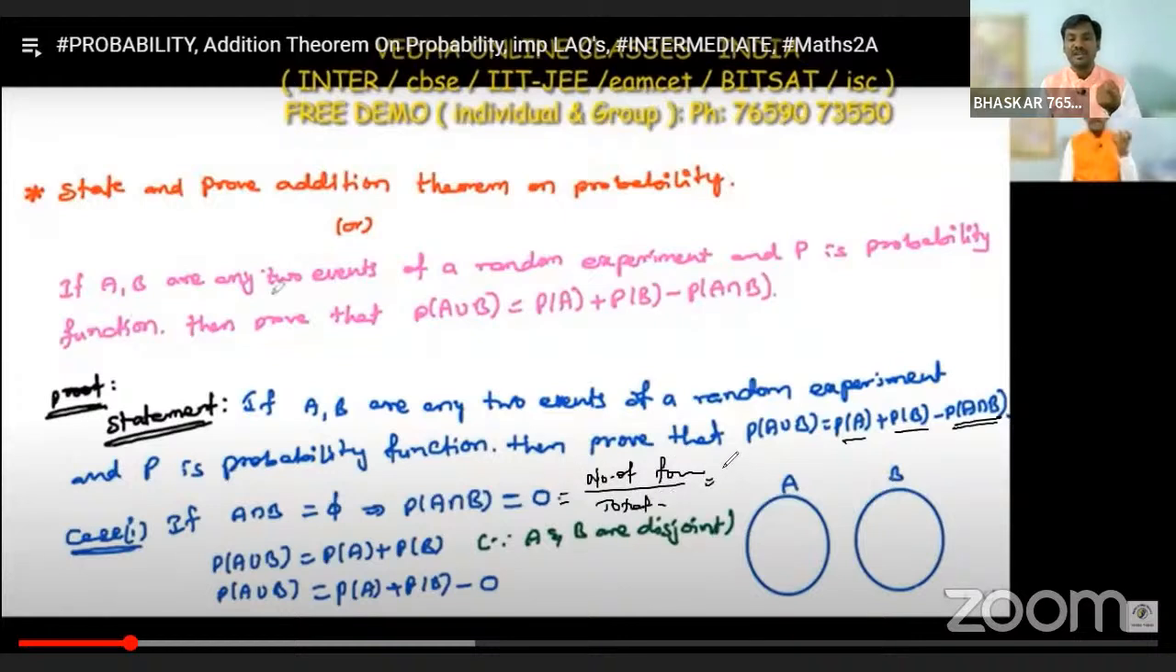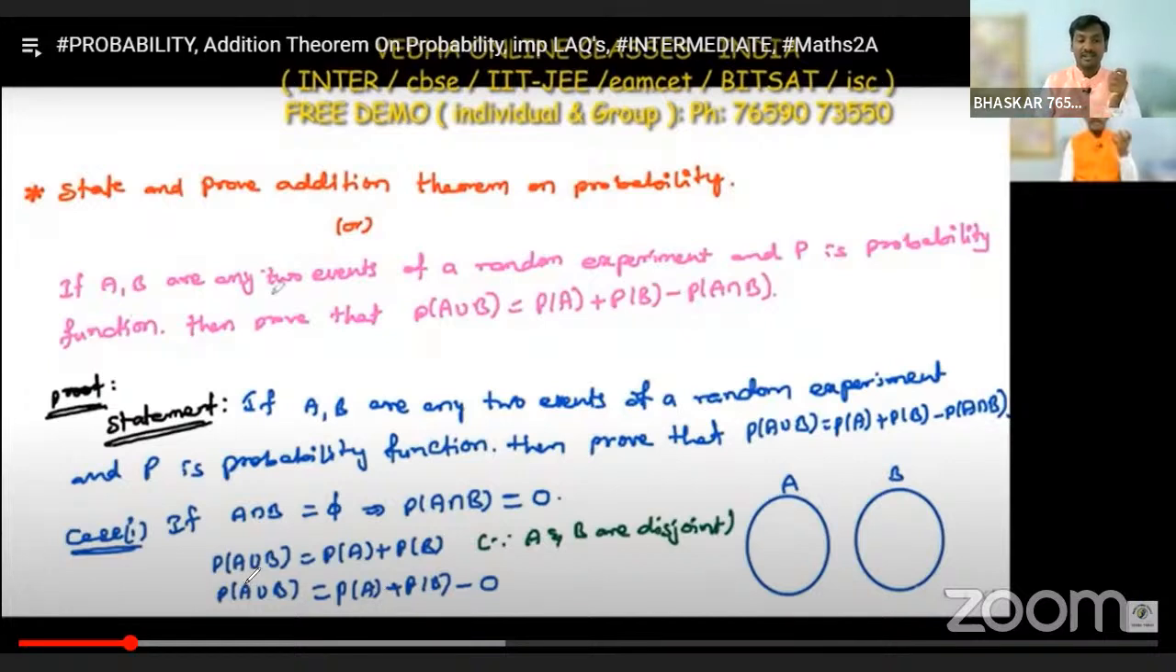Favorable events is nothing but the probability of n of A intersection B, the number of elements present in A intersection B divided by the total number of events. Whenever we take the number of common elements, in A intersection B there is no common part here. That is nothing but 0, and 0 by something is 0. Always, if the intersection part is 0, then the probability is 0. If two sets are disjoint sets, then the probability is 0.